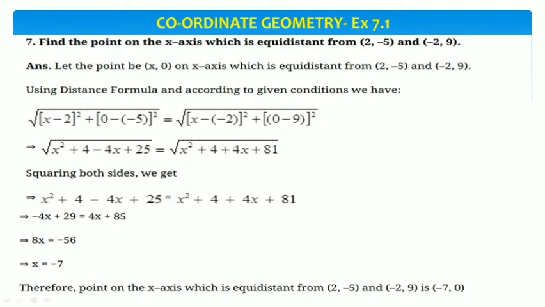Now moving on to question number 7, a very important question. Find the point on x-axis which is equidistant from this point and this point. Now we have to find any point on the x-axis which is equidistant from these 2 points. You can understand this question this way.